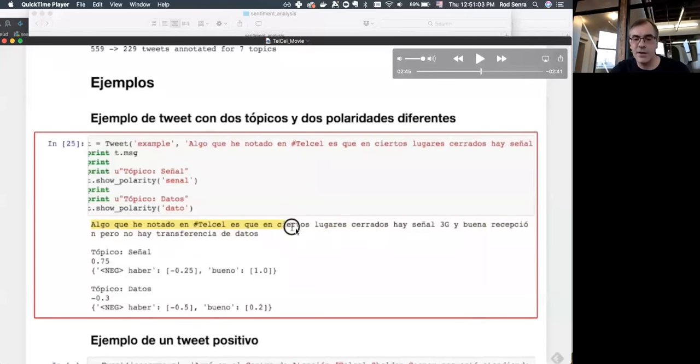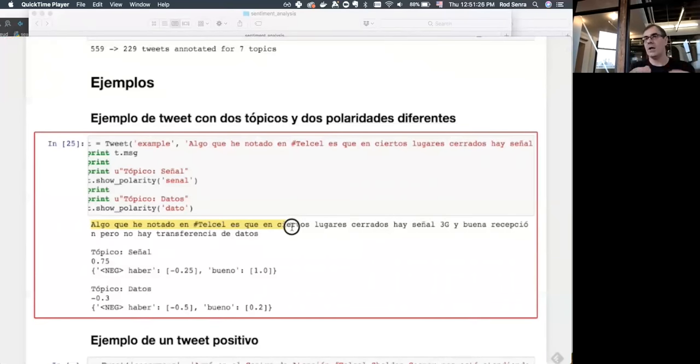So what we have in here is a phrase that says, okay, I observed that using the services from this particular company, there are certain places where I don't have 3G signal, but I have good reception and there's no data transfer. So it's seeing the bars on the cell phone. It can make calls, but it cannot use the internet part. So the data plan or something is not working. But the regular phone calls are working.